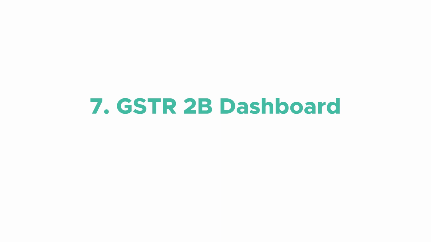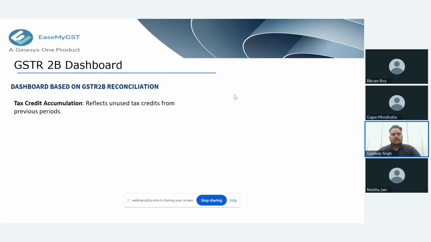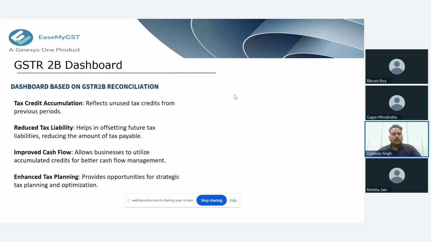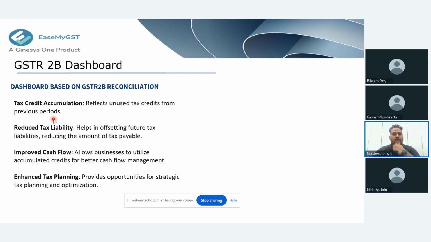This time we are here with the GSTR 2B dashboard. As per government norms, GSTR 2B is mandatory. The government prefers GSTR 2B reconciliation for the ITC in GSTR 3B. If we talk about GSTR 3B, we have the new update of GSTR 2B: tax credit accumulation reflects unused tax credits from previous periods.